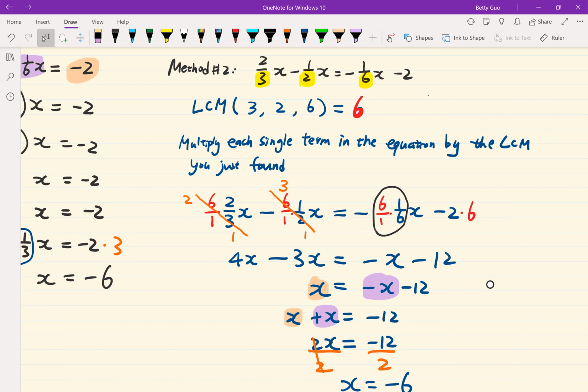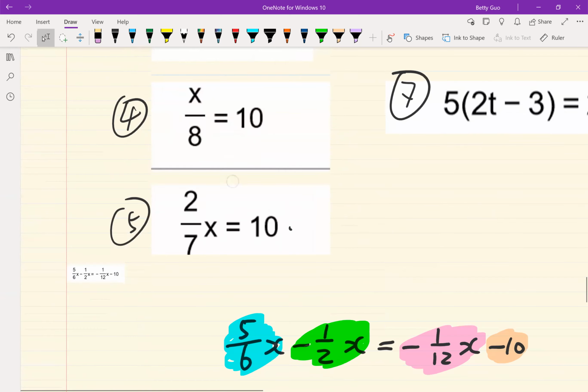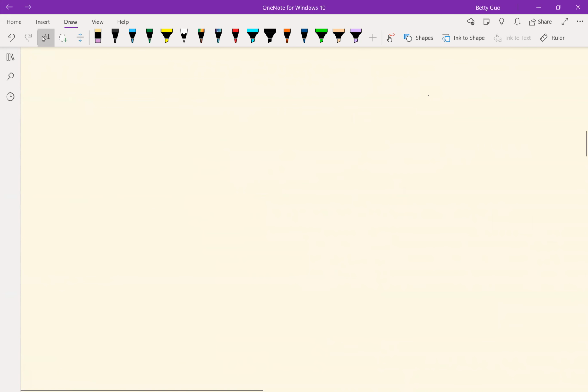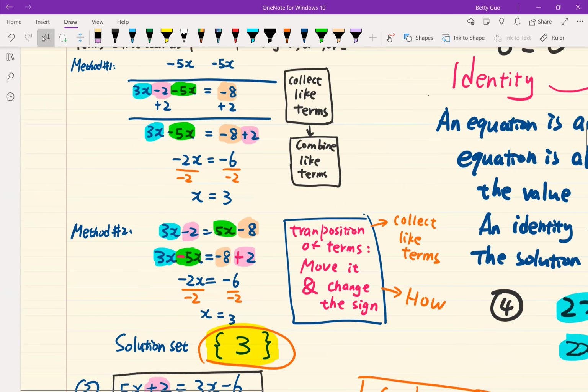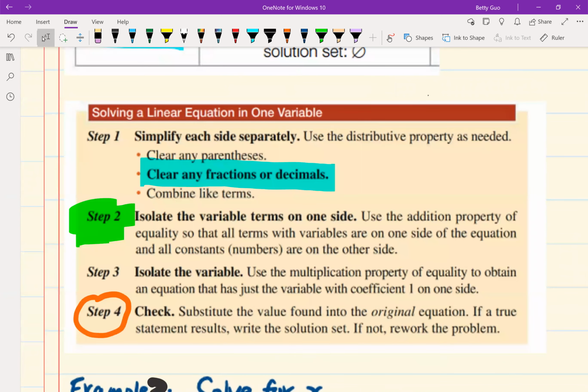Tell me which method do you like better? Method 1, method 2. You like method 1? Okay. So who likes the second method better? Nobody likes the second method? And that actually is the recommended method. Because you can see the guideline here. Remember the guideline: you want to clear the fraction or decimal at the very beginning. So the second method is the method that I recommend.